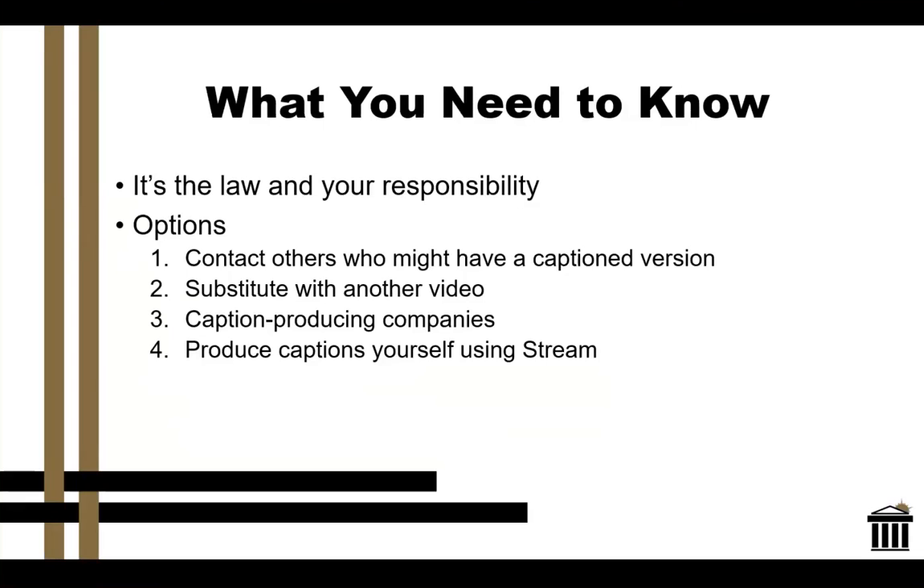You can contact your colleagues or the library or other universities or even the publisher to see if there's a captioned version out there that you didn't know about. Or you can try to substitute with a similar video that's already captioned. Also, you can determine if the video that you're trying to show without captions is essential to your course. Do you really need it? Or maybe there's some alternative out there.